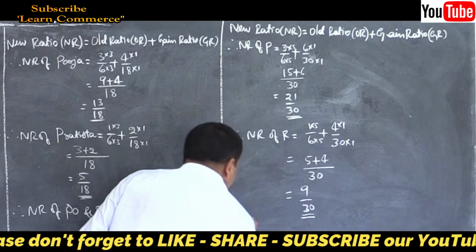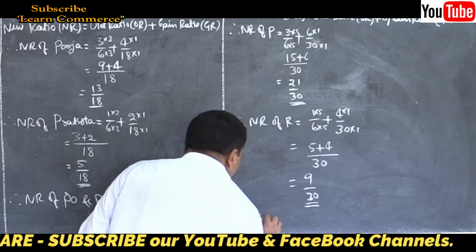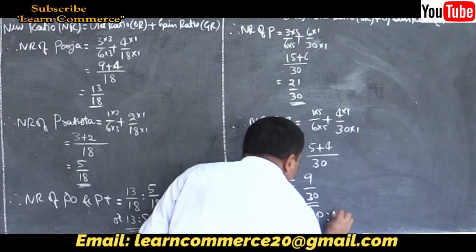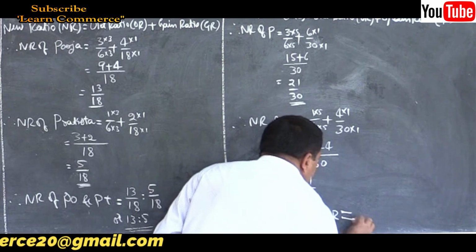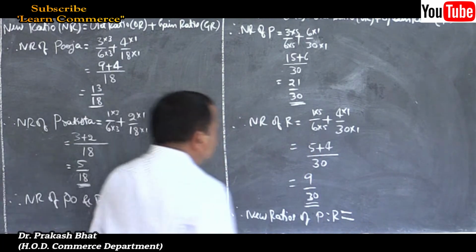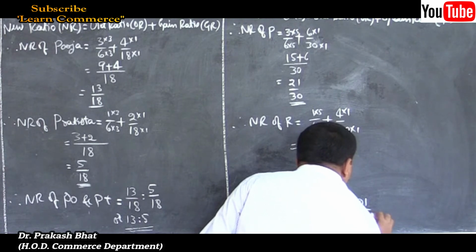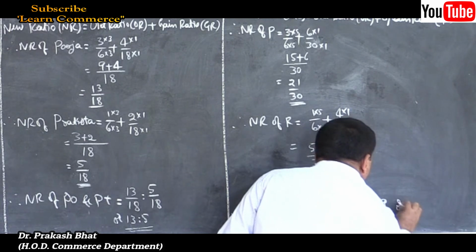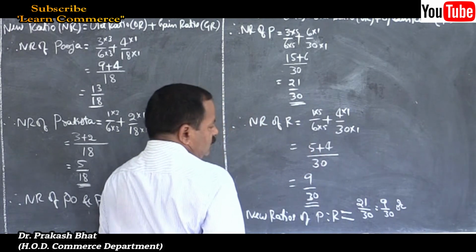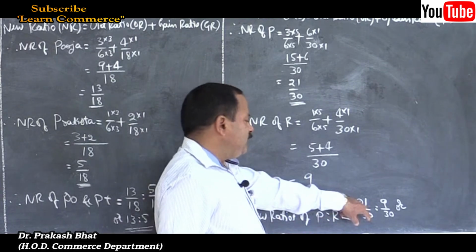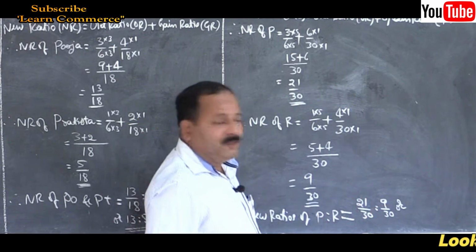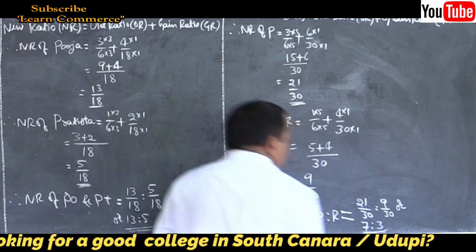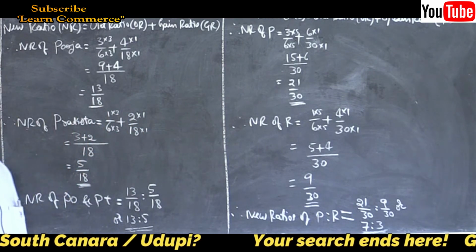Final answer you have to write. Therefore, new ratio of P is to R is equal to 21 by 30 is to 9 by 30, or reduce it to whole numbers and simplify it. 21 and 9 you can divide by 3, isn't it? 3 7s are 21 and 3 3s are 9. So answer will be 7:3.